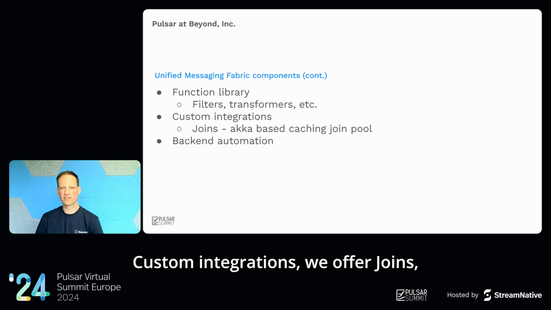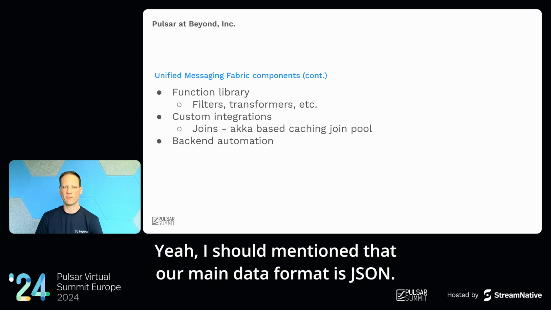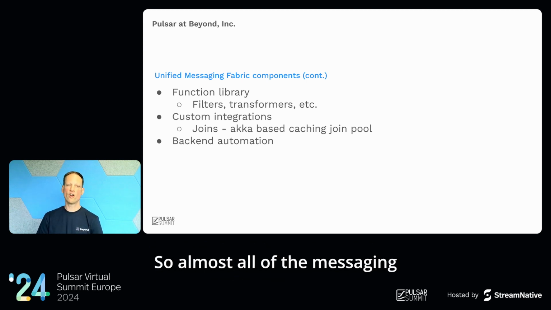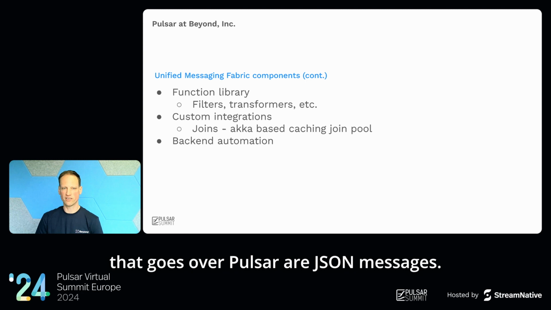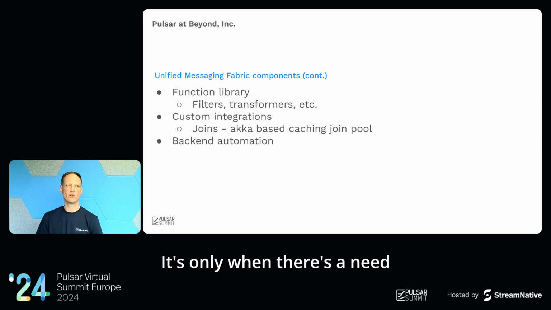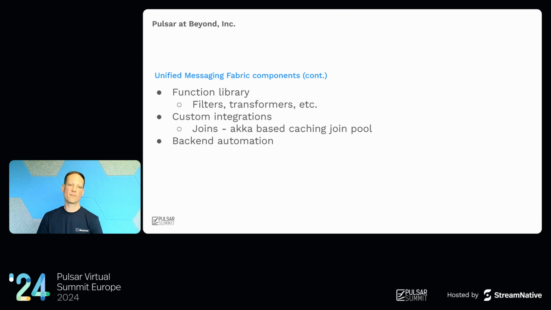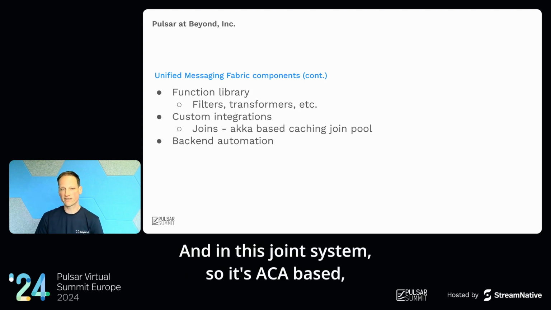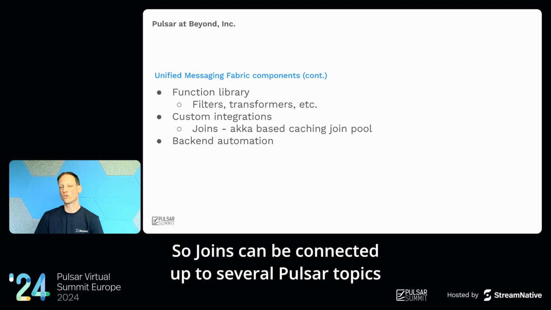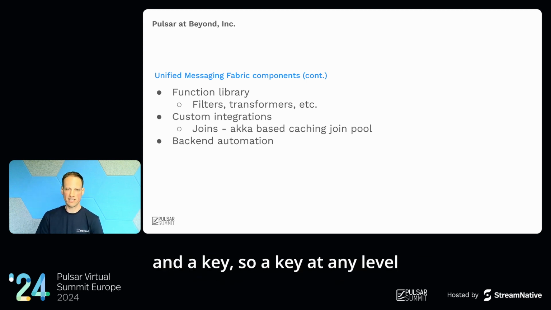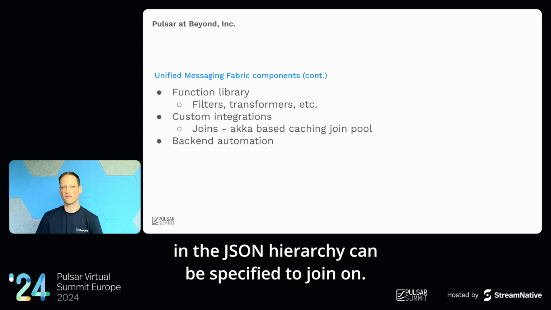Custom integrations: we offer joins, so several topics can be joined. I should have mentioned that our main data format is JSON. So almost all of the messaging that goes over Pulsar are JSON messages. It's only when there's a need for something else that that's departed from. The join system is Akka-based, and it caches messages. Joins can be connected up to several Pulsar topics, and a key at any level in the JSON hierarchy can be specified to join on.